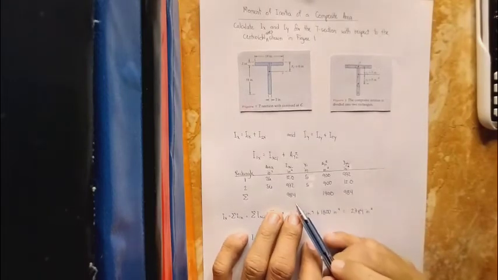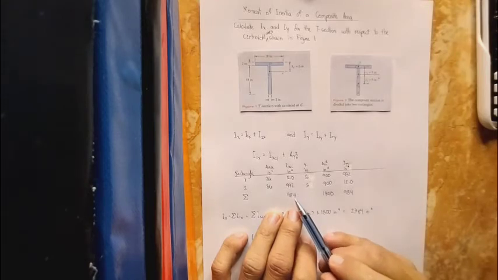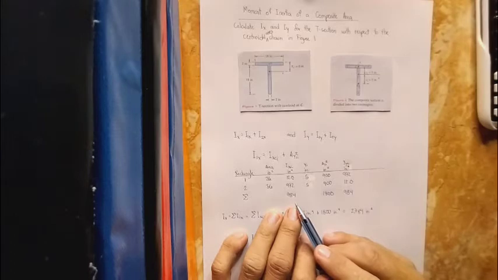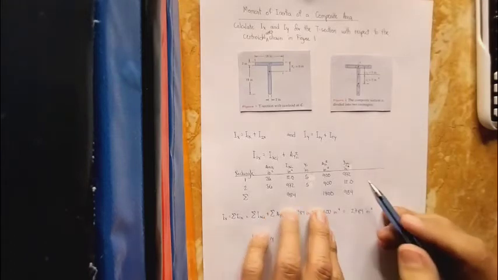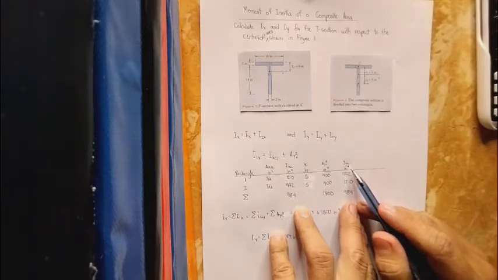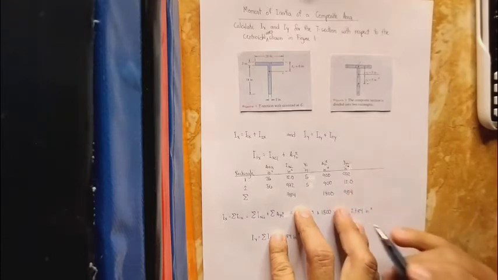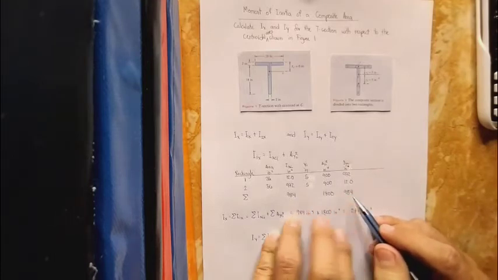The total of moment of inertia at the centroidal x-axis is 984, and the total of moment of inertia of the centroidal y-axis is 984.